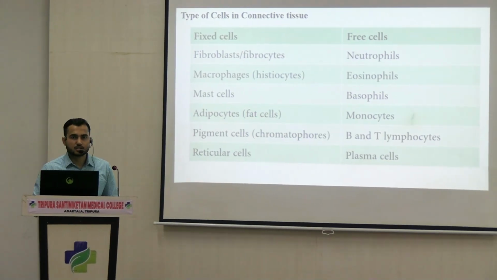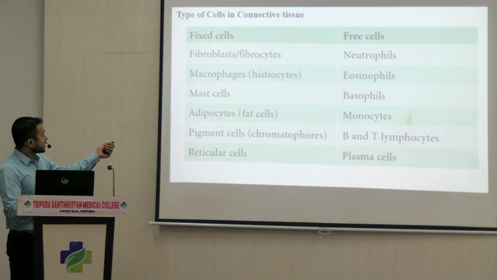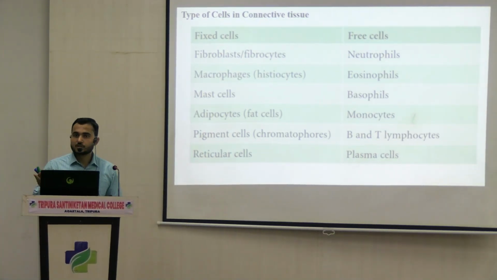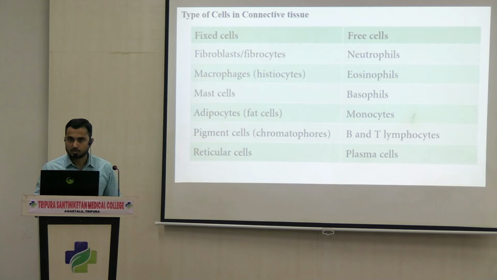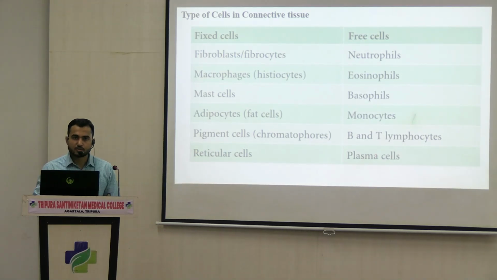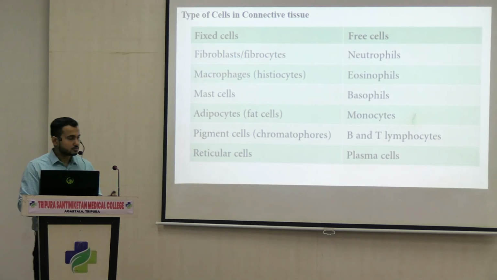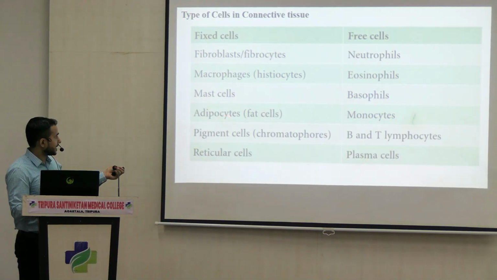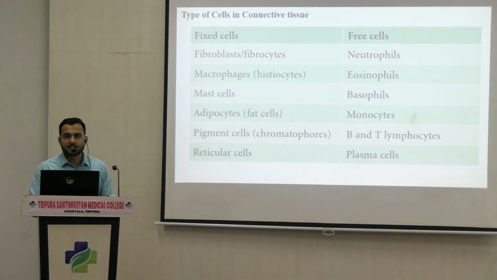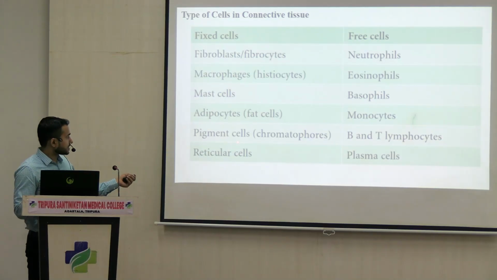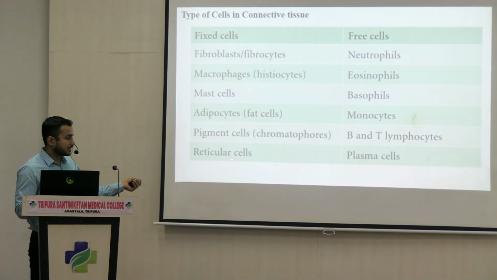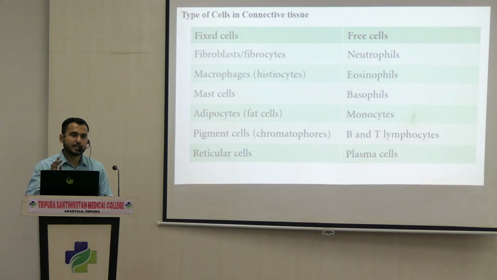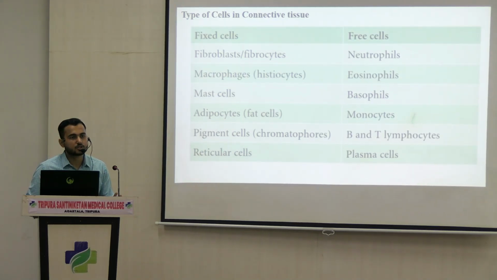So you can see the list. Here the fixed cells are fibroblasts and fibrocytes. Fibroblasts and fibrocytes are not the same. It is different. Next, macrophages are there, also called histocytes. Mast cells, adipocytes, also called fat cells. Next, pigment cells, also called chromatophores, and reticular cells. These are the fixed cells, meaning they are present in the connective tissue only.